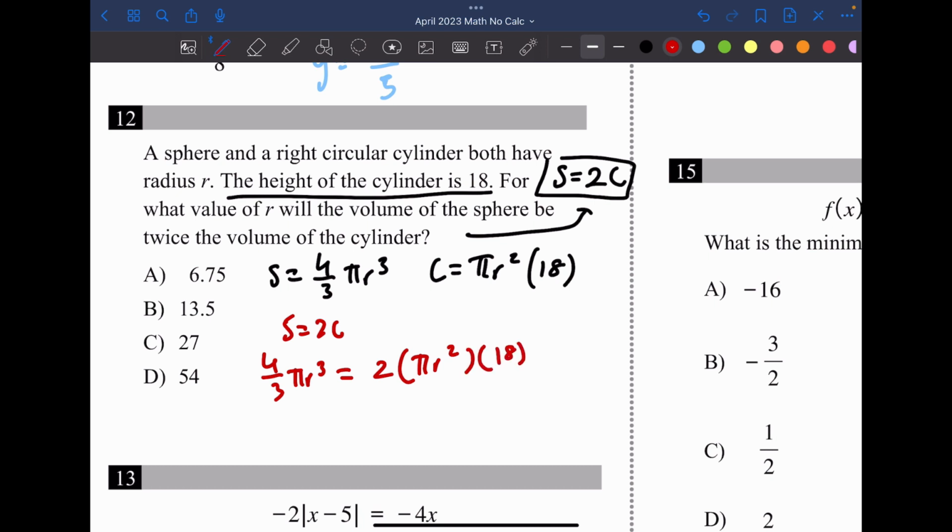After that, let's start canceling stuff out and solving for r. The pi goes away on both sides. The r squared goes away, and this exponent goes away. So we would end up with 4/3 r is equal to 2 times 18, which is 36. And let's solve for r. So r is equal to 36 times 3/4, which is equal to 27. That means the answer is C.